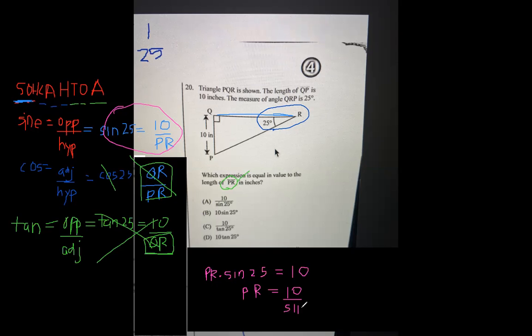10 over tan of 25 does not work. 10 times tan of 25 does not work either. We're finding QR with this one. 10 times the sine of 25, this is completely wrong too. So our only answer is going to be A.